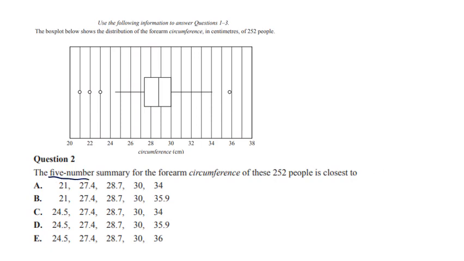Okay, so 5-number summary. That's quite simple. It's min, Q1, median, Q3, and max. And really, actually, the trick in this question is knowing that that is the min and that is the max. So the outliers count, okay? Those outliers count. So the minimum here is obviously there, 21.